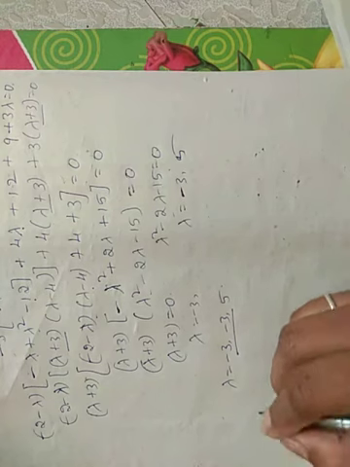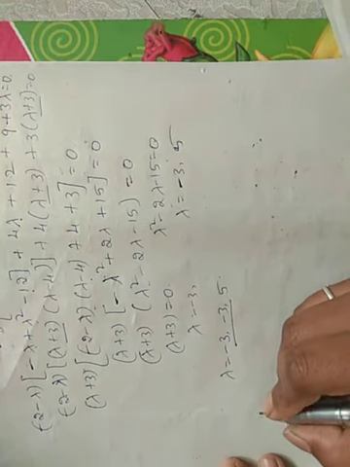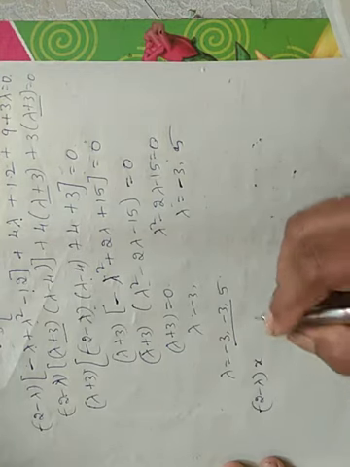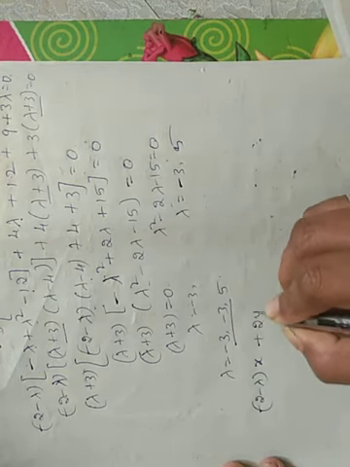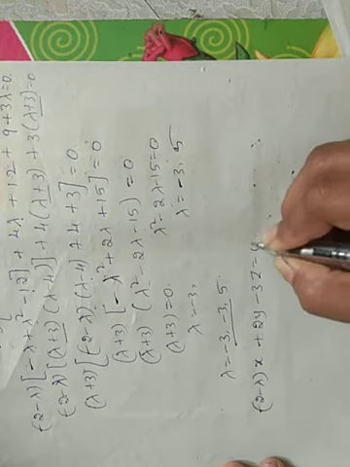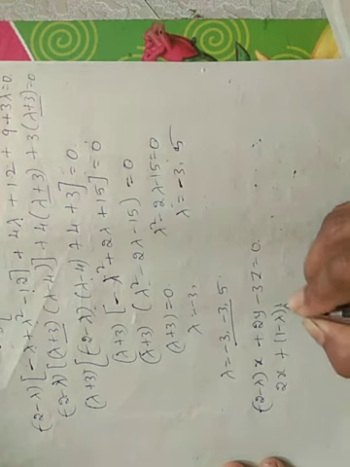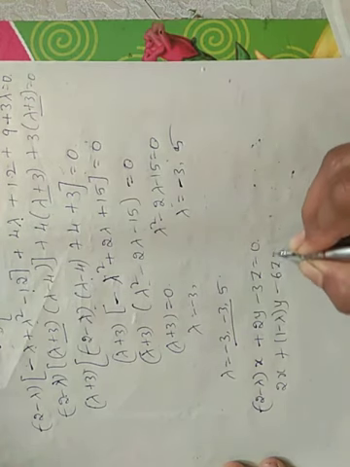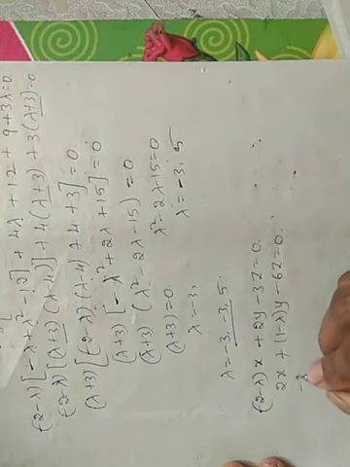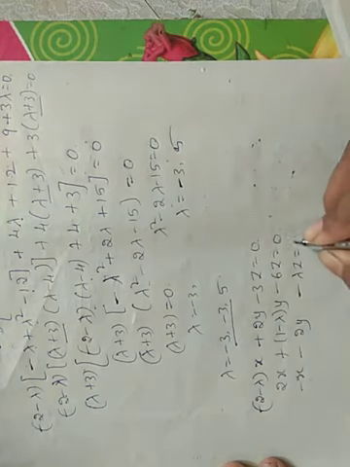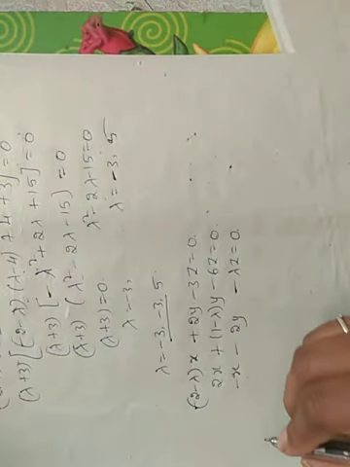Come to the case. First we have to write down this system of equations. Minus 2 minus lambda into x plus 2y minus 3z equal to 0. 2x plus 1 minus lambda into y minus 6z equal to 0. Minus x minus 2y minus lambda into z equal to 0. Come to case 1.